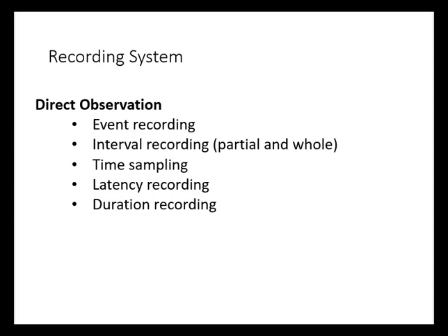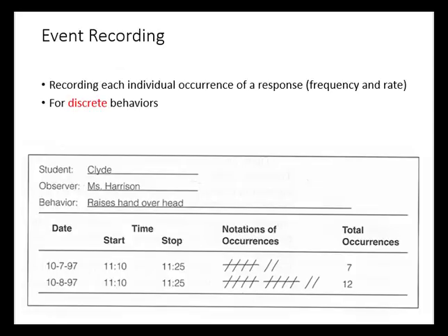When behaviors do not produce a tangible byproduct, we can use direct observation in several ways. For example, event recording, interval recording, time sampling, latency recording, and duration recording. Event recording is used to capture the behavioral dimensions of frequency and rate. You simply tally or count the number of times the targeted behavior occurs.